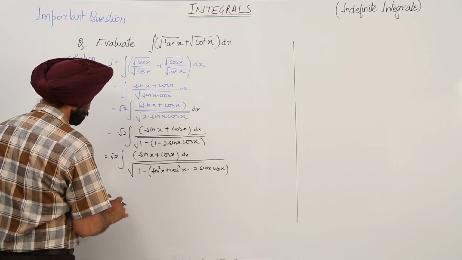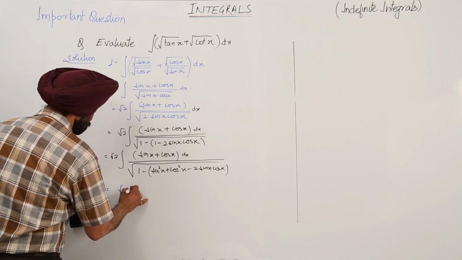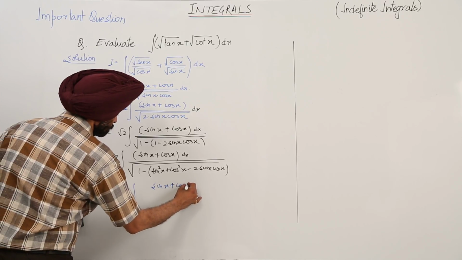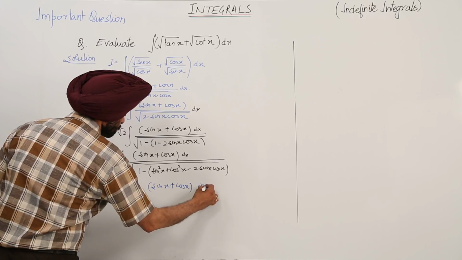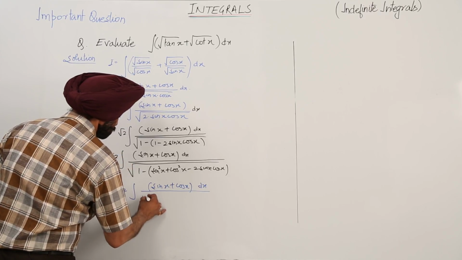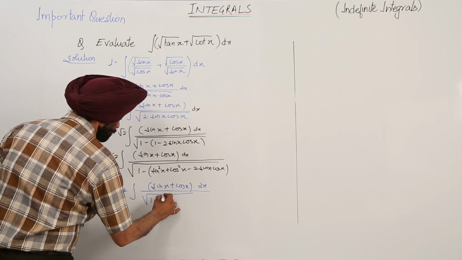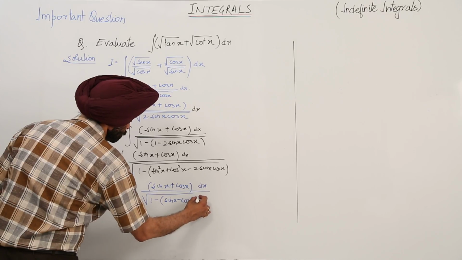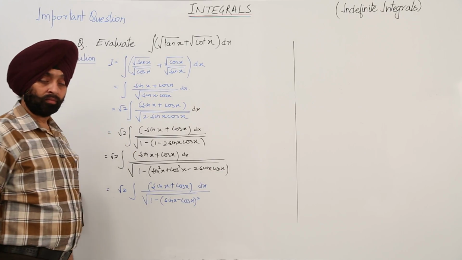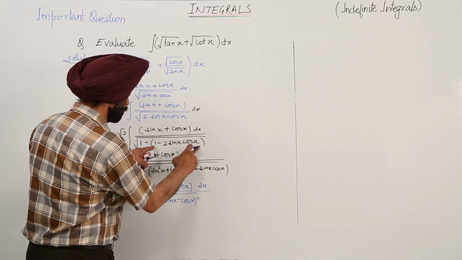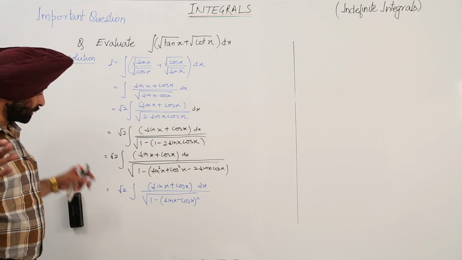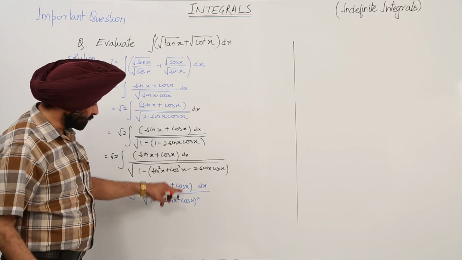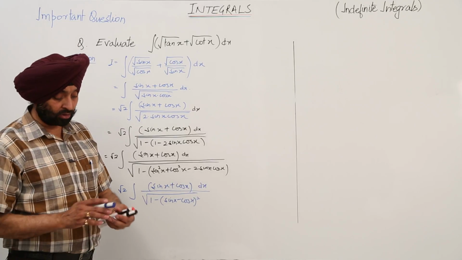So you should not be confused by all this. It will now be root 2 integration of (sin x plus cos x) dx upon the square root of 1 minus, in the bracket, (sin x minus cos x) whole square. So I want to make this whole term 1 minus 2 sin x cos x. Even if you have gone for differentiation also, I could have written this directly, but I have just shown you. Now it becomes (sin x minus cos x) whole square.